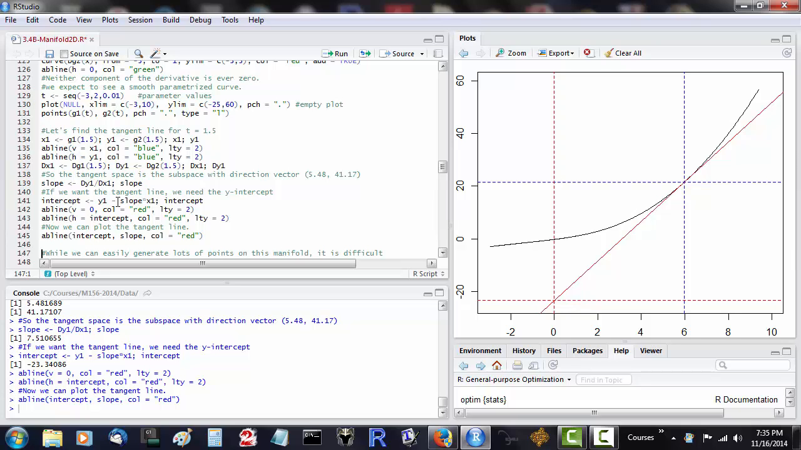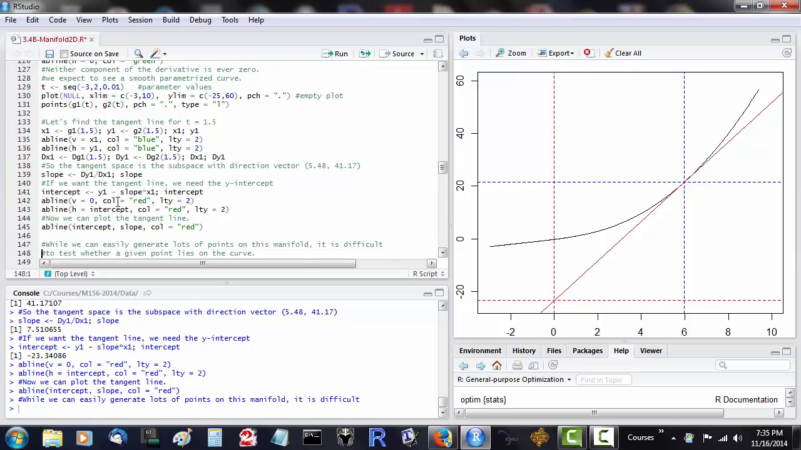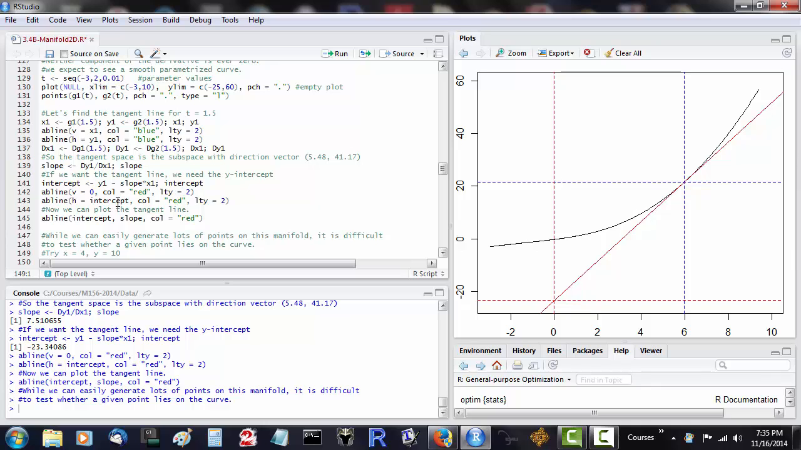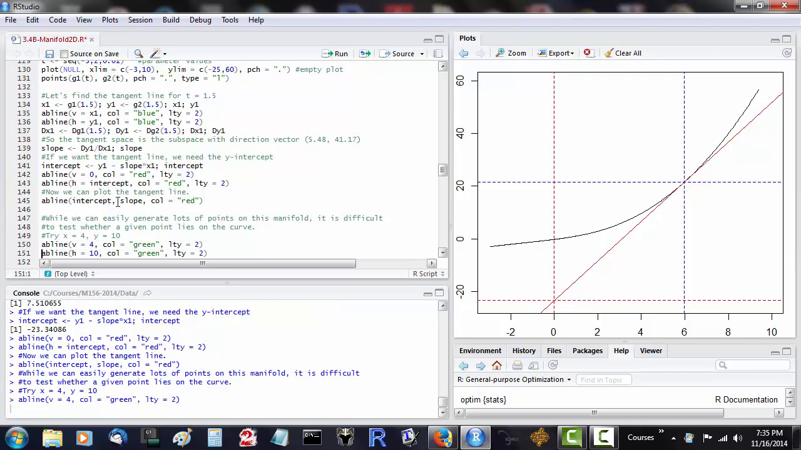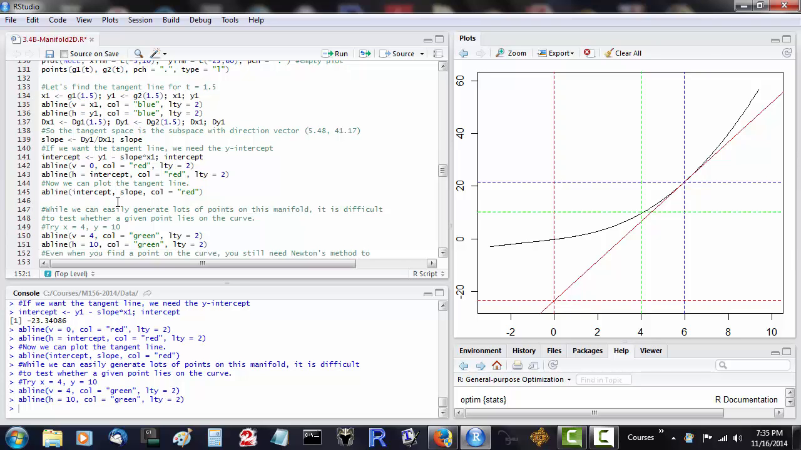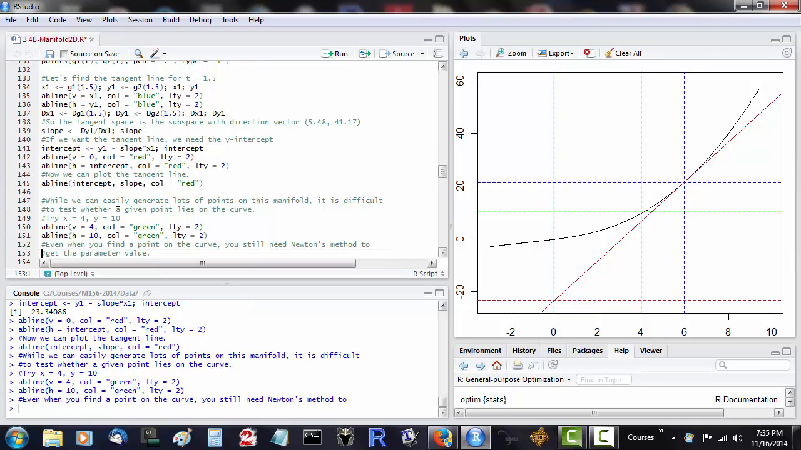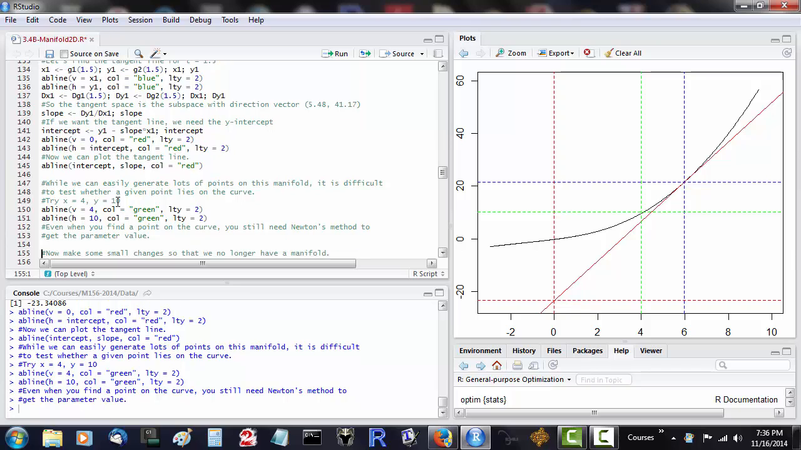A curious feature of this sort of parameterized manifold is that while I had no trouble generating lots of points on it, it's very hard to test whether a given point lies on the curve. If you look at the graph, you say, it looks as though x equals 4, y equals 10 may be on the curve. Well, I'm close, but I missed. And even if you find a point that's on the curve, you still need to use Newton's method to figure out the parameter value that goes along with that point.